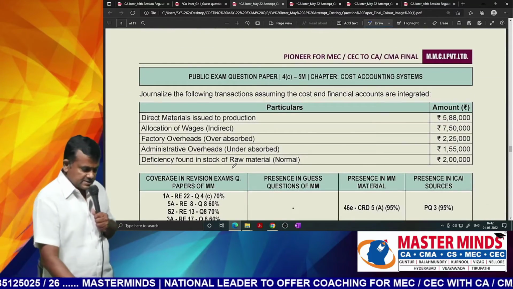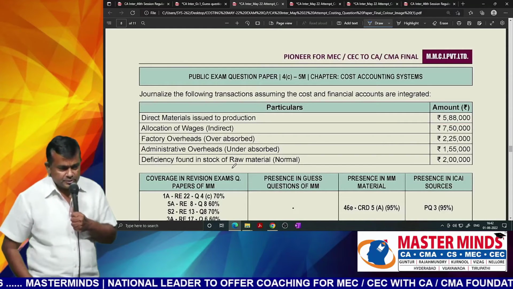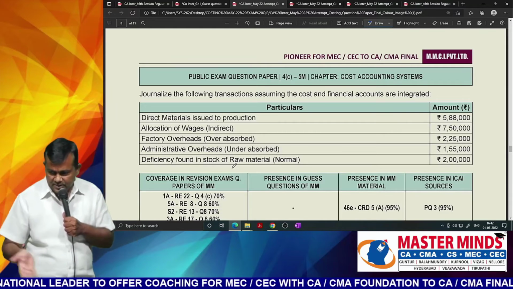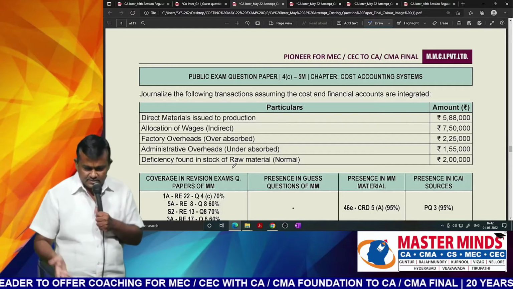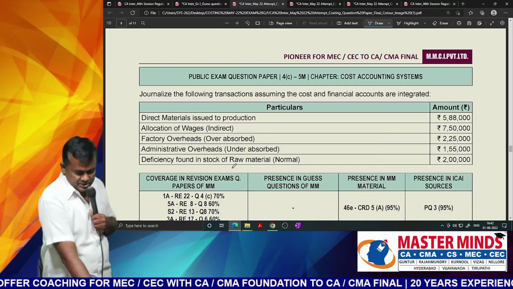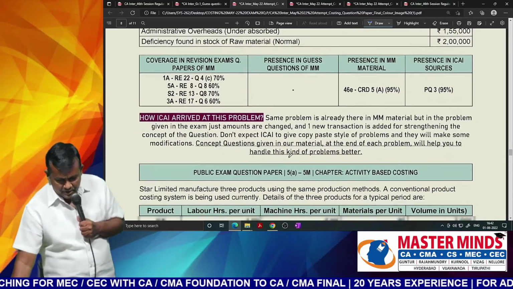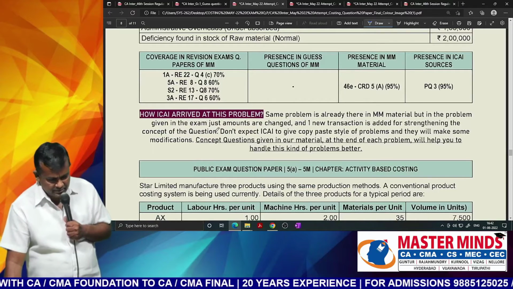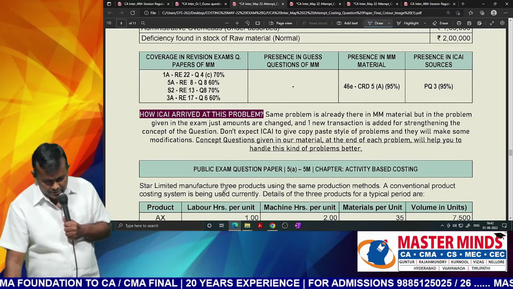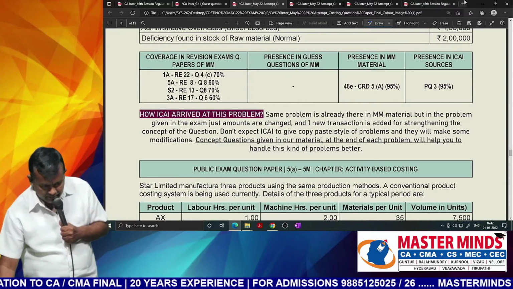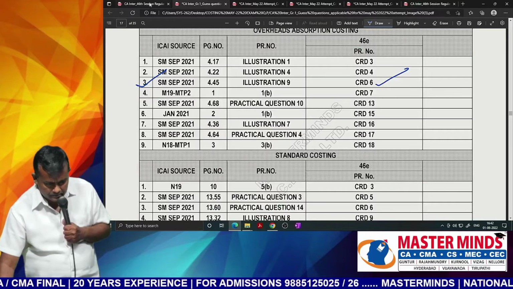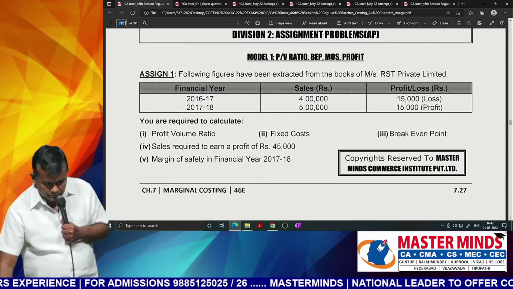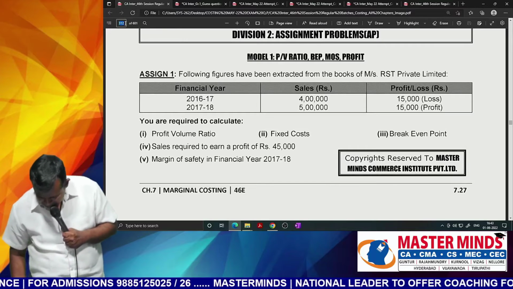So this is the cost accounting system. I'm going to discuss this chapter next, after ABC costing. Presently the running chapter is activity based costing. Next I'm going to discuss the cost accounting system. So, 5 marks journal entry. The same problem is already there in our material, but in the exam just the amounts are changed. In our main material, page number 453.